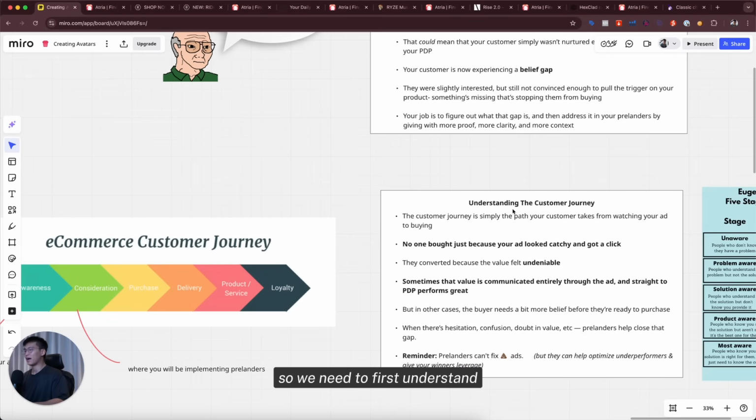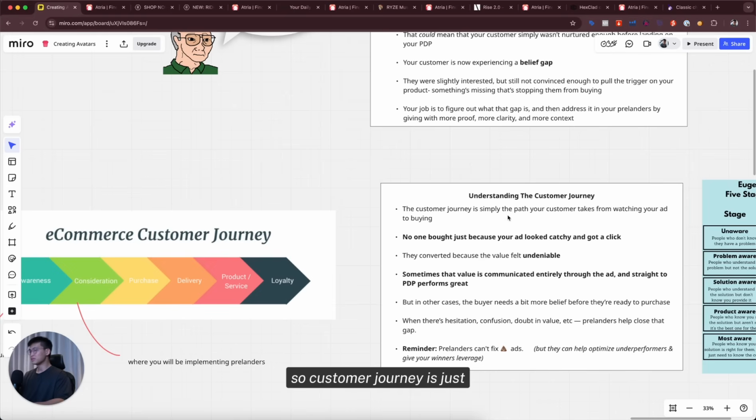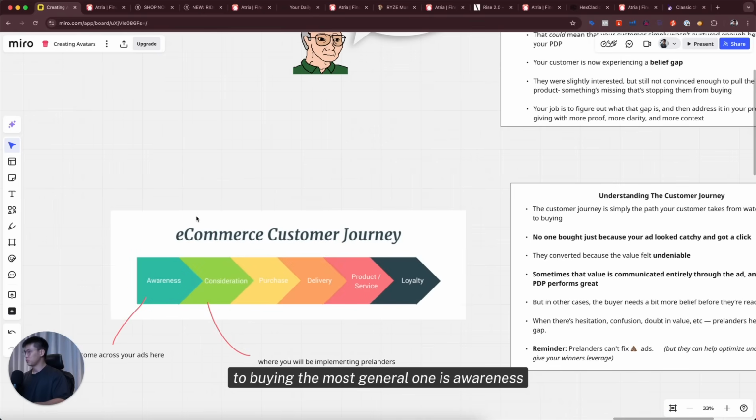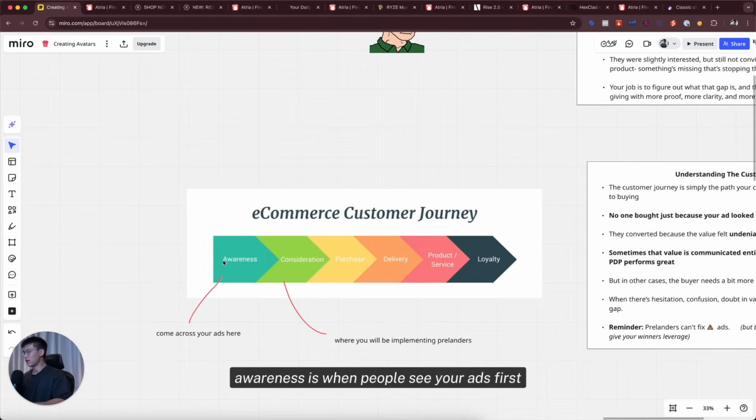We need to first understand the customer journey that people go through, right? The customer journey is just the journey a customer takes from watching an ad to buying. The most general one is awareness, consideration, and goes down to loyalty. So there's a few layers to this, right? Awareness is when people see your ads first, they know about your brand, cool.